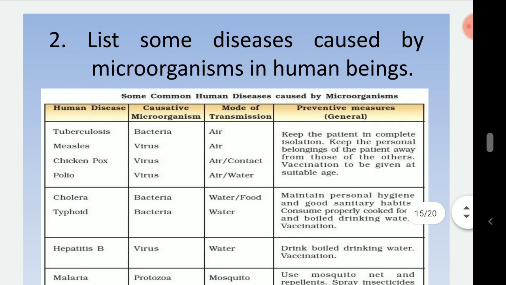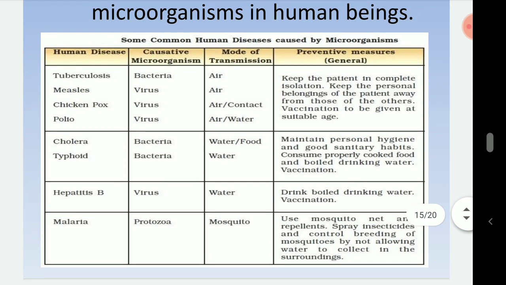Now question number 2 of this long answer type is, list some diseases caused by microorganisms in humans. I have mentioned the chart by separating the different groups, like human disease, causative microorganism, mode of transmission, preventive measures. You have to mention it in the copy also: tuberculosis, measles, chickenpox, polio, cholera, typhoid, hepatitis B, malaria. And the causative microorganisms are respectively bacteria, virus, bacteria, virus and protozoa. All this you have to mention in the copy.